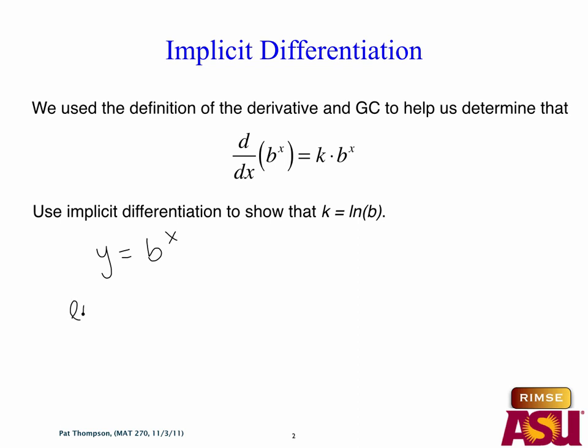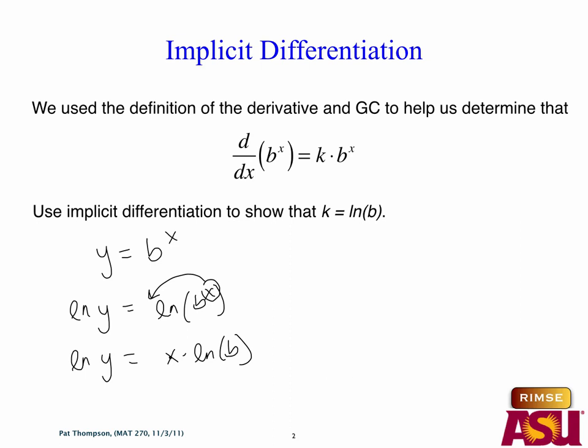So if I take the natural log of the left-hand side and the natural log of the right-hand side, they're still equal, right? But now I can apply my rules of logarithms to bring the exponent forward. I'm not taking a derivative, I'm just applying rules of logarithms. So I get the natural log of y equals x times the natural log of b. Is that good?